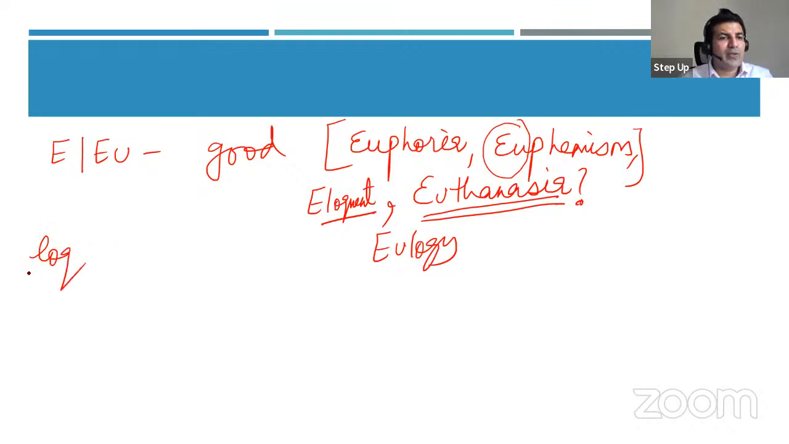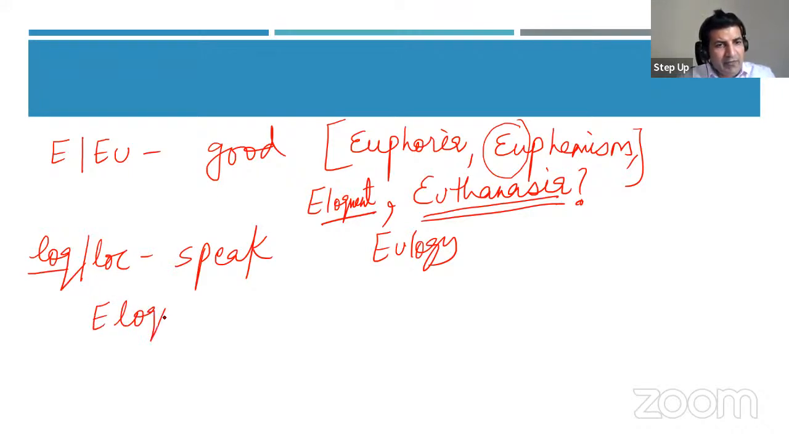Sometimes two roots also can be there. LOQ or LOC actually means to speak. So when you say eloquent, meaning a very good speaker. Very good speaker becomes eloquent. Like that. And more words, for example, you can also say LOQ, like loquacious.